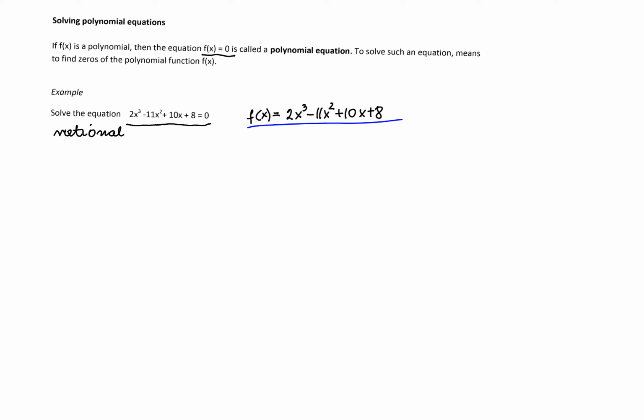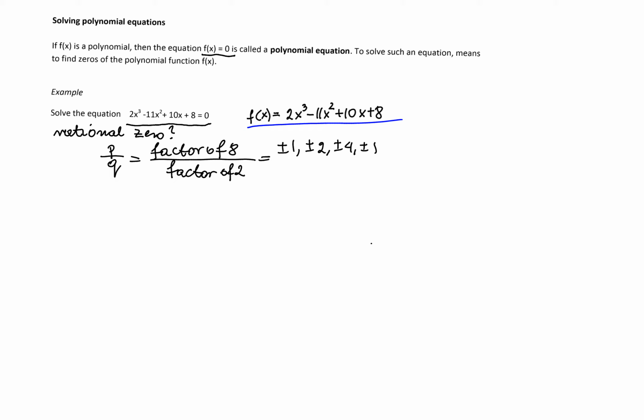The rational zeros can be found if they exist. They are of the form p over q, where p is a factor of 8 and q is a factor of the leading coefficient, 2. So these are the numbers. Factors of 8 are plus or minus 1, plus or minus 2, plus or minus 4, and plus or minus 8. Factors of 2 are plus or minus 1 and plus or minus 2.